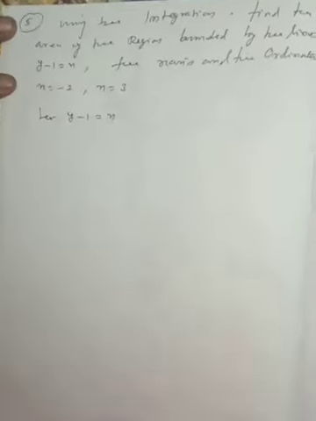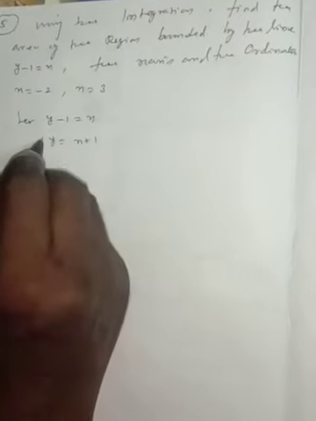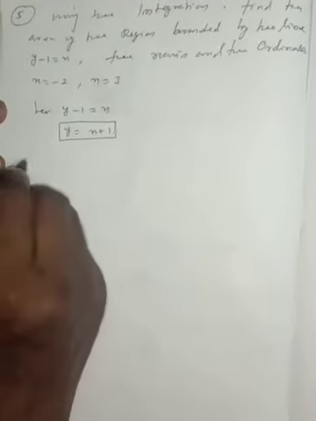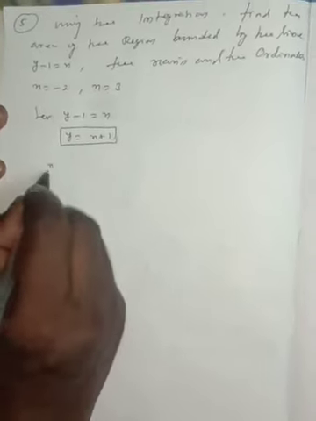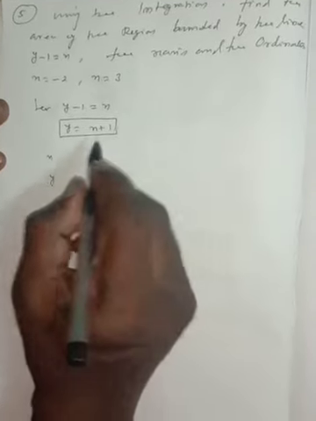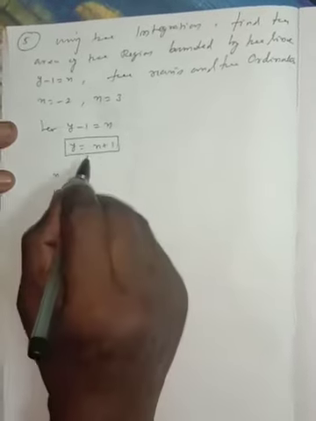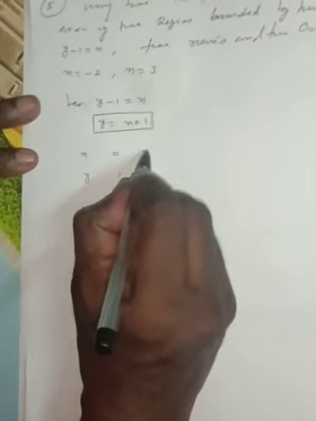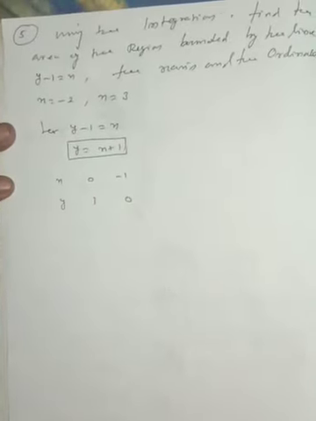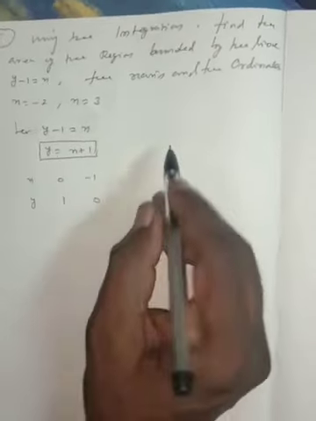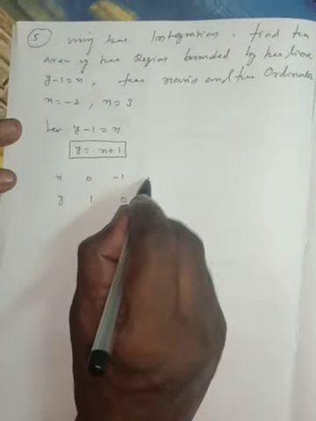Let y minus 1 is equal to x is given. This is the equation of a straight line, y is equal to x plus 1. Table of x and y. Apply x equal to 0, y is 1. Apply x equal to minus 1, y is 0. Apply x equal to 2, y is equal to 3. Apply x equal to 1, y is equal to 2.